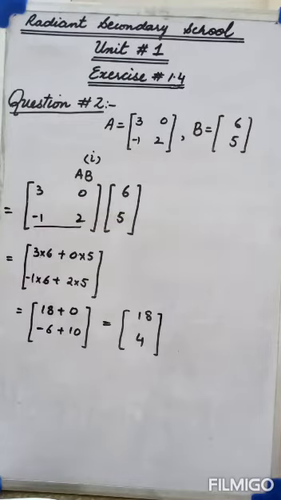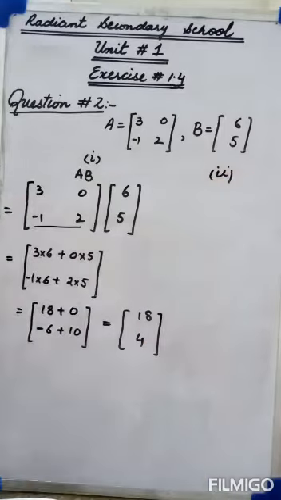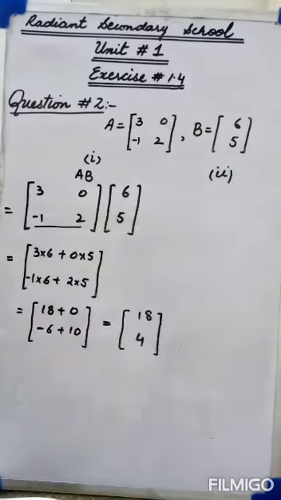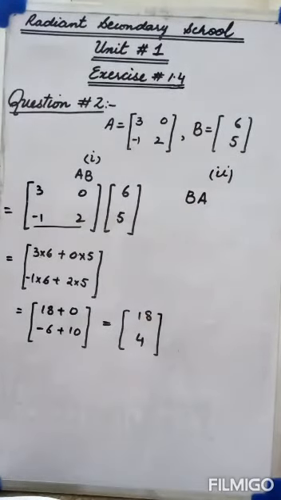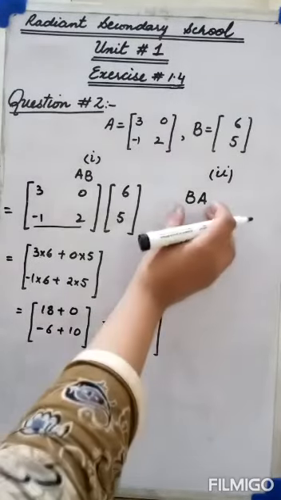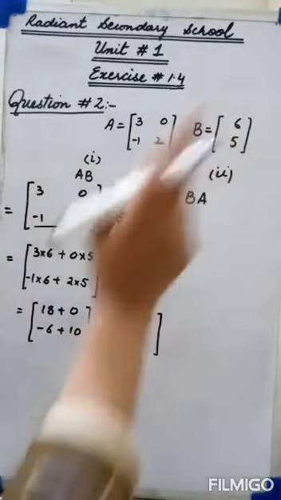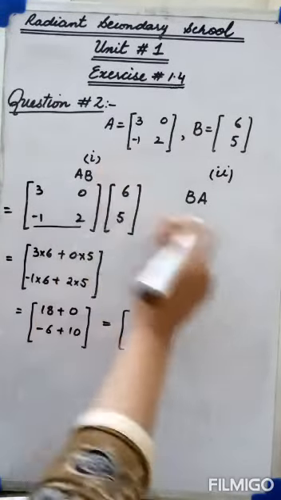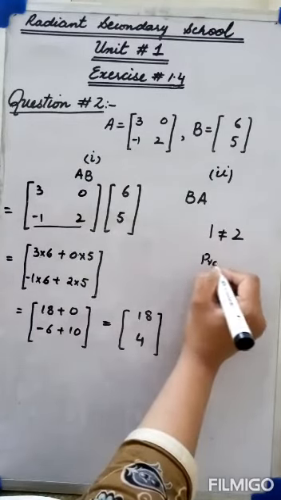Okay, students. Now the next part is BA. You have to write the same statement as I have told you in part number 1. Now I am just checking and telling you whether the product is possible or not. Now the first matrix is B and the second matrix is A. Check the number of columns of the first matrix. It is 1, and the number of rows of the second matrix is 2. So 1 is not equal to 2. The product is not possible.